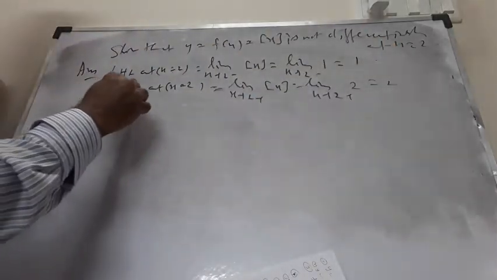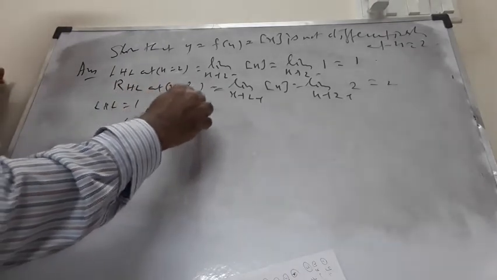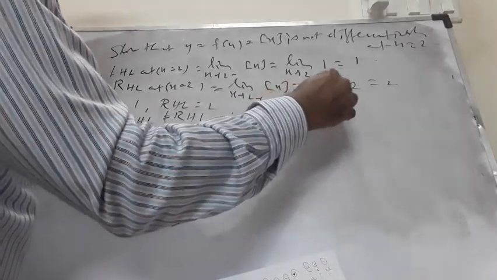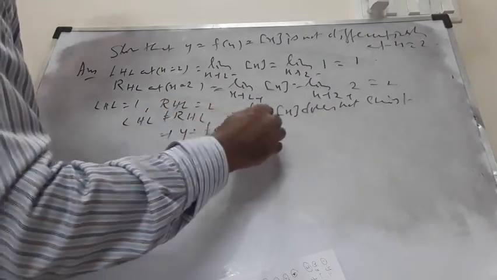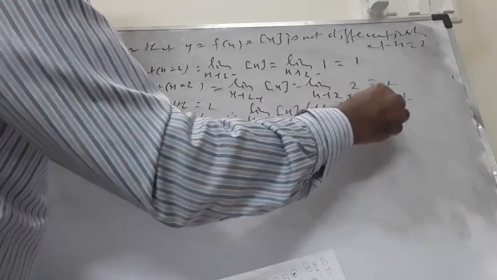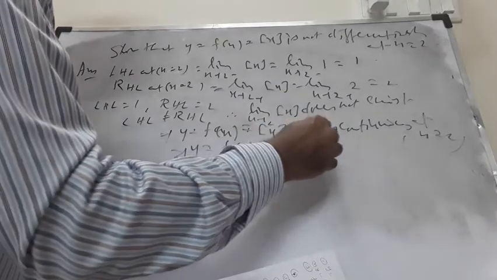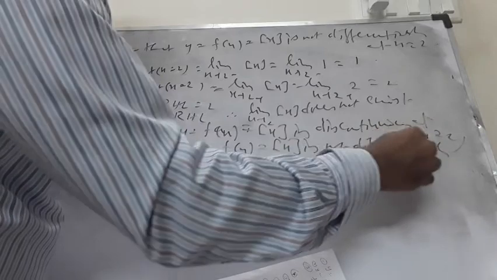Therefore, LHL is equal to 1, RHL is equal to 2. LHL is not equal to RHL. Therefore, the limit as x tends to 2 of box x does not exist. This implies y equal to f of x equal to box x is discontinuous at x equal to 2. It implies y equal to box x is not differentiable at x equal to 2.